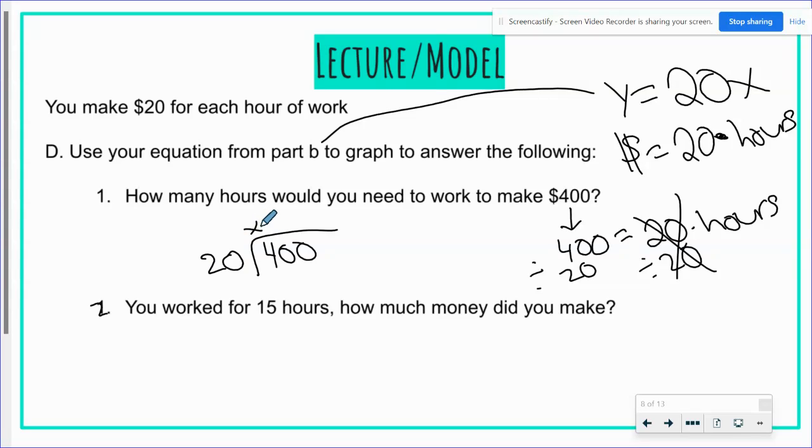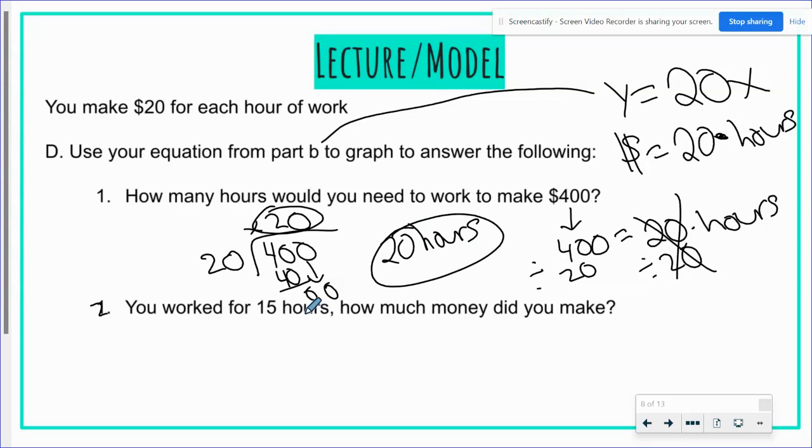20 does not go into 4, but it goes into 40 twice. 20 times 2 is 40. Bring down a 0. 20 goes into 0, 0 times. So you would need to work 20 hours, because 20 hours times $20 per hour would give you $400.